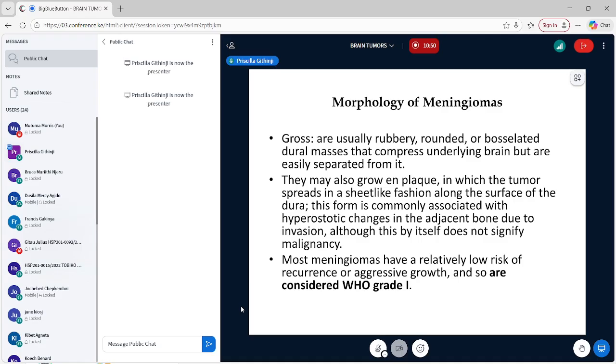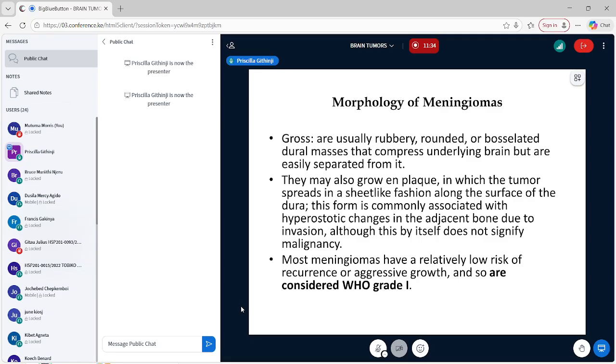How do meningiomas appear? They're usually rubbery, rounded, and bosselated dural masses that compress the underlying brain. They may also grow in plaque form, in which the tumor spreads in a sheet-like fashion along the surface of the dura. And this form is commonly associated with hyperostotic changes in the adjacent bone due to invasion, although this by itself does not signify malignancy of the meningioma. So most meningiomas have a relatively low risk and are considered WHO grade 1 tumors.